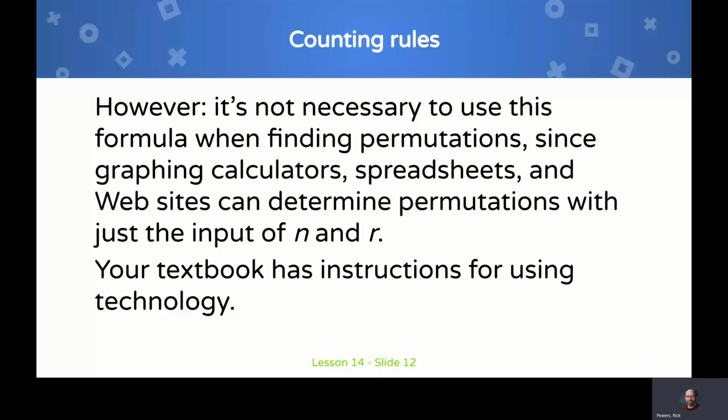However, it's not necessary to use this formula when finding permutations, since graphing calculators, spreadsheets, and websites can determine permutations with just the input of n and r. Your textbook has instructions for using technology.